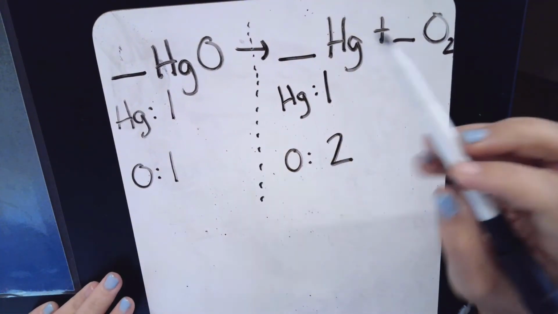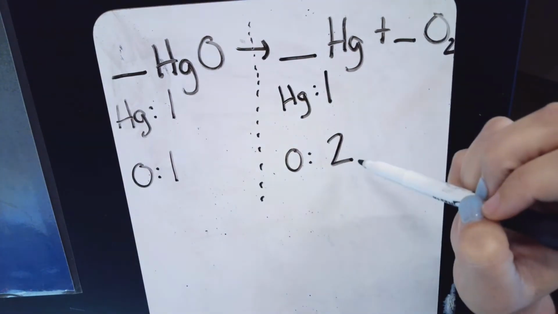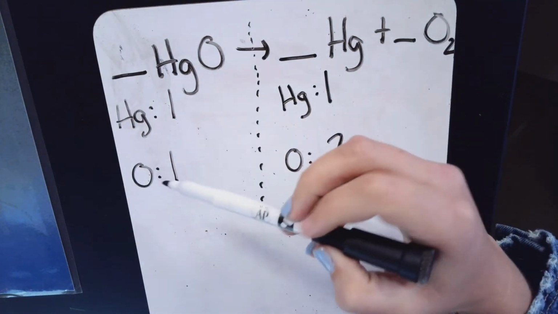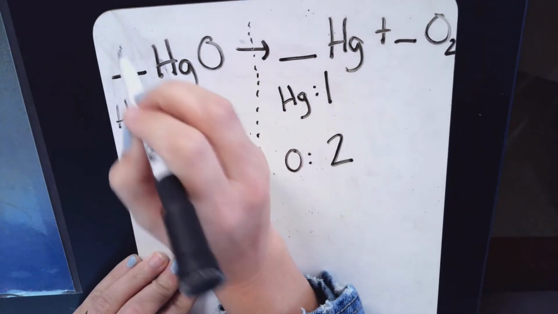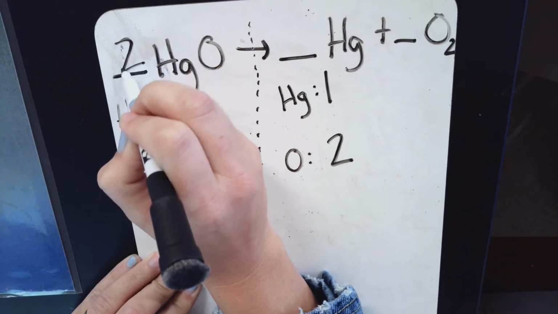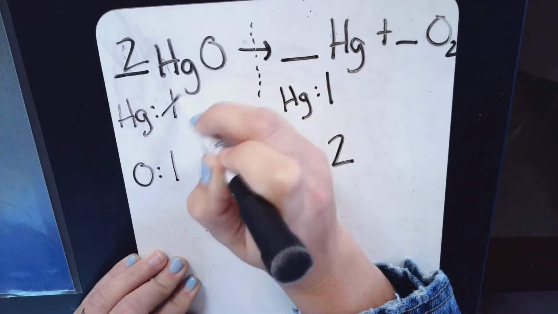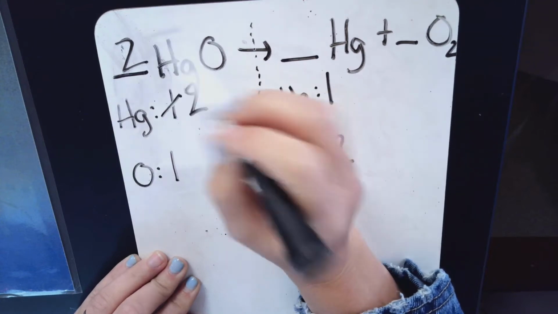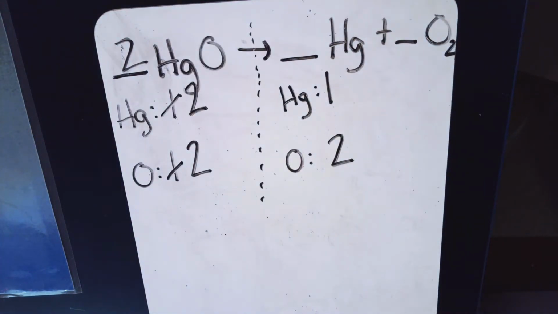Alright, so which part of this needs to be balanced? O's. We have 1 over here and 2 over here. We need them to match. So what can we multiply this 1 by to get it to 2? Perfect, a 2. So if I put a 2 here, remember that 2 goes to everything. So now I have 2 Hg's, not 1. And now I have 2 oxygens. So am I done? No. What do I gotta do now?